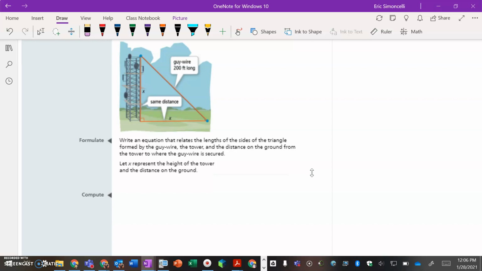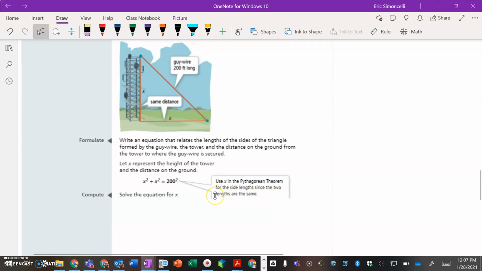The actual formulation here, as it turns out, does require some geometry. The Pythagorean theorem, which if you recall is a squared plus b squared equals c squared. This is a very important theorem in geometry, and in this particular case we have x for a, x again for b, so a squared plus b squared equals the hypotenuse c quantity squared, and it is known to be 200, which is nice. Again, use x in the Pythagorean theorem for the side lengths since the two lengths are the same.